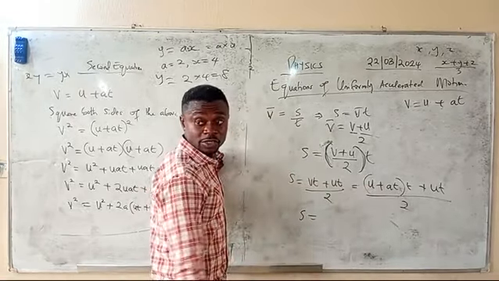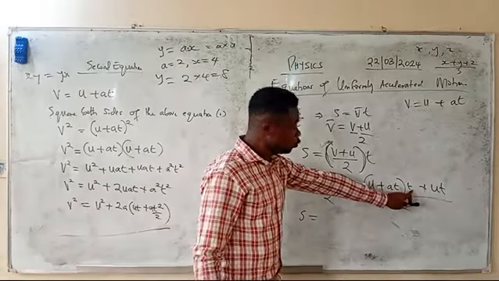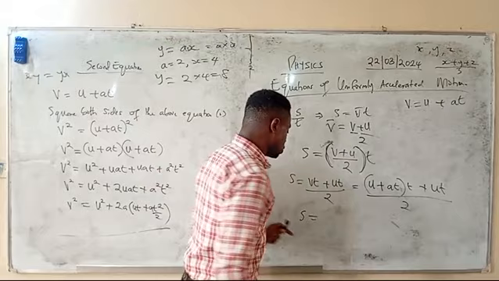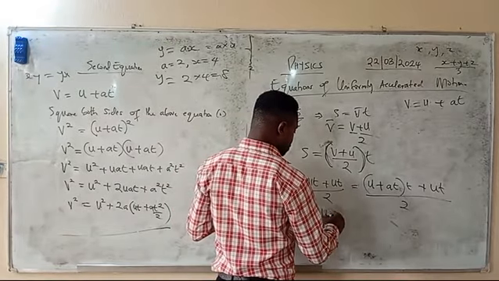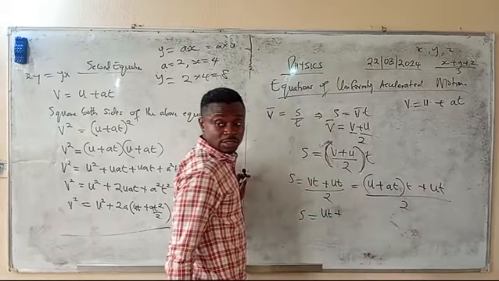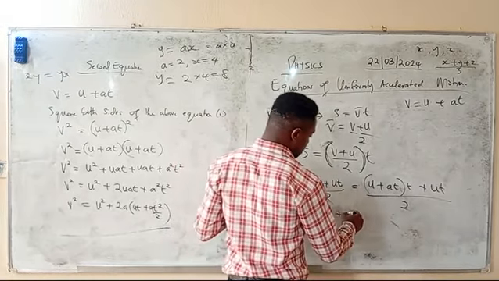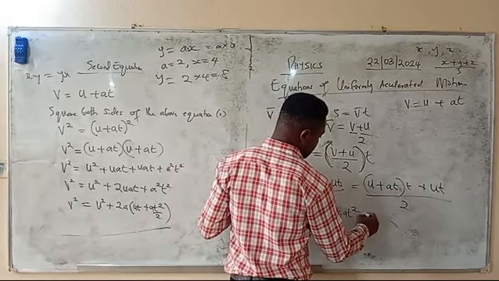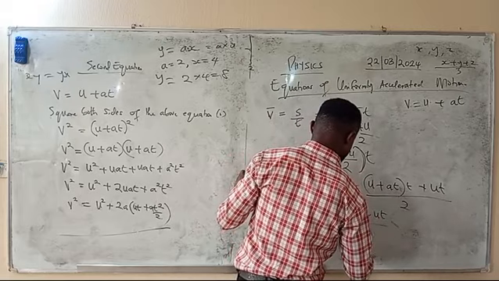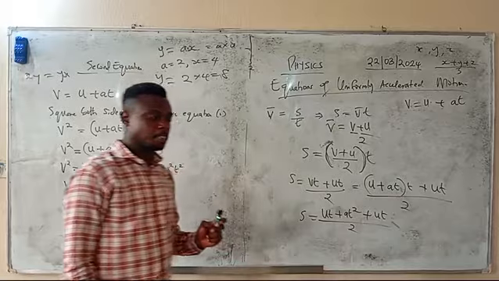T times, can you see what? T times U, we are opening this bracket now. T times U is equal to what? Ut. So we have Ut plus T times At is what? At squared. Then plus what? Ut, all over 2.